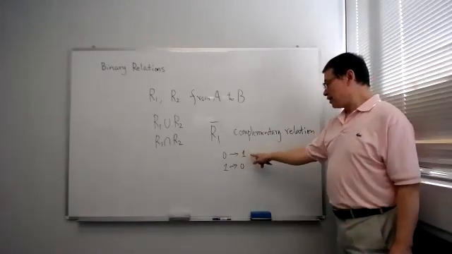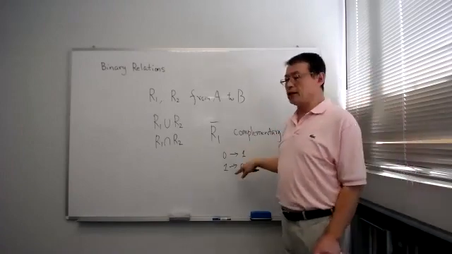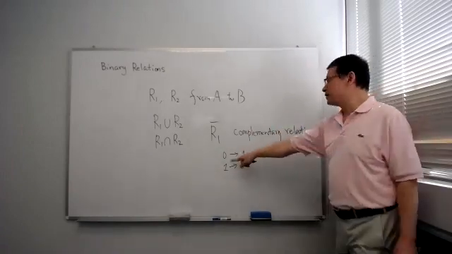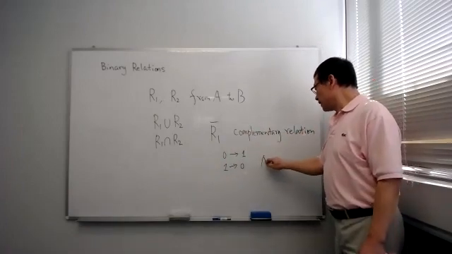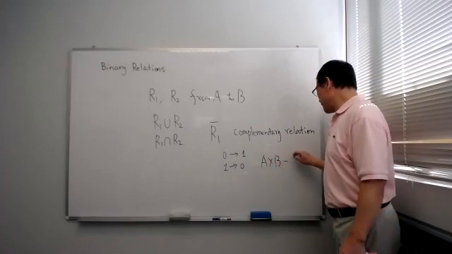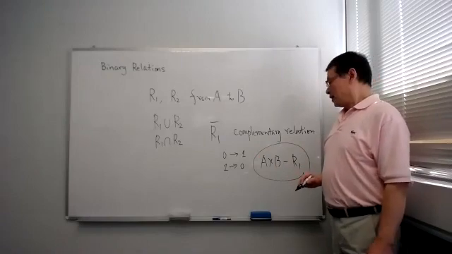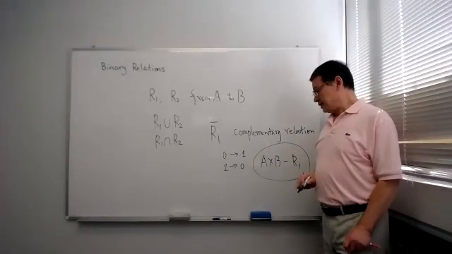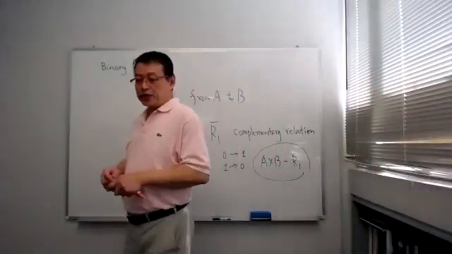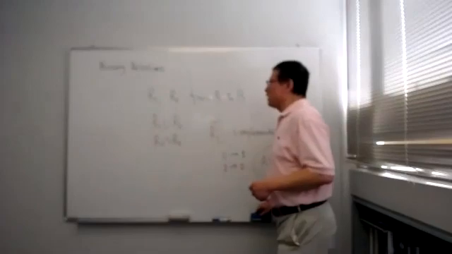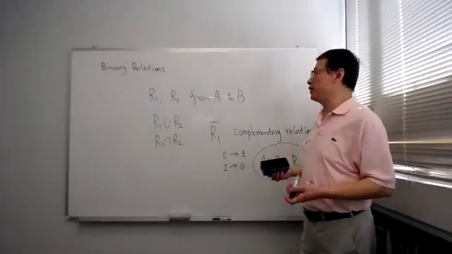So just change 0 to 1, 1 to 0. And there's no need to be in a single set. Different sets are also okay. So the complement is very simple. Because we're talking about sets, it's the Cartesian product minus R. So it's this set. That's the complement.